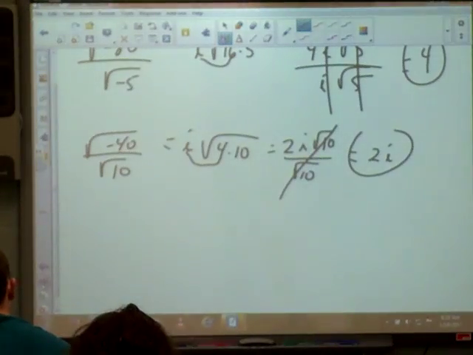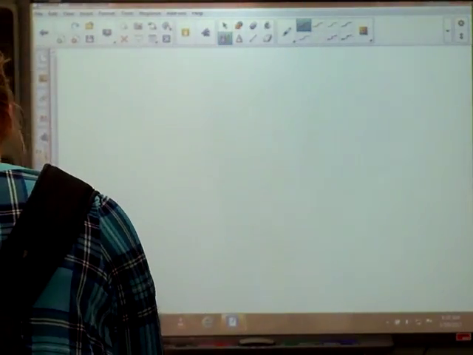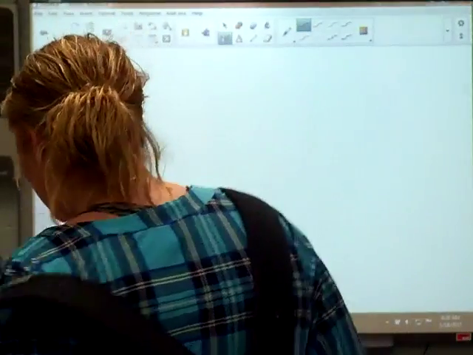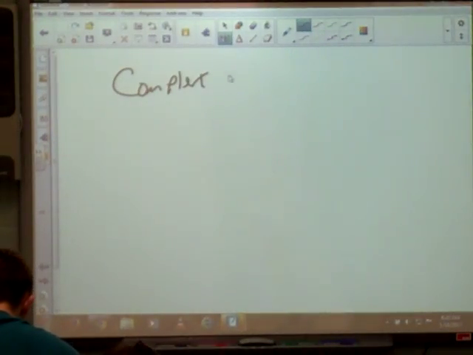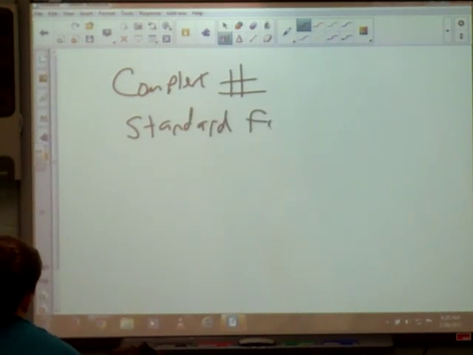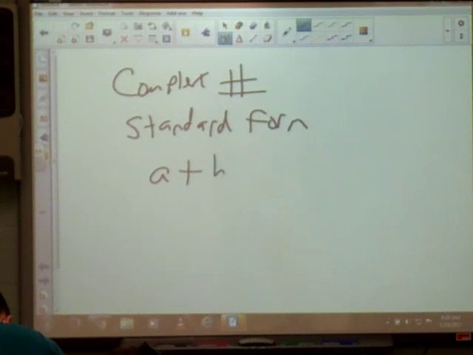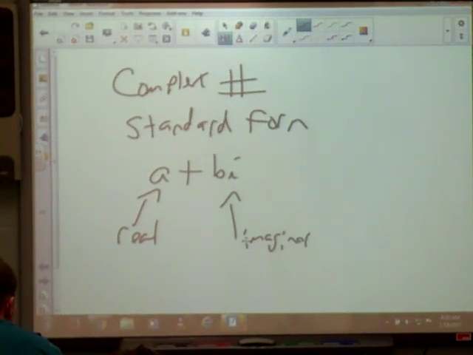Alright, these next kind are the easiest ones. One thing we need to know about a complex number: a complex number is in standard form when it looks like this. The first part is your real number, and the second part is your imaginary number. A plus bi, or a minus bi, either one. So when we have a binomial with a real number and an imaginary number, we want the real number first. That's basically what standard form means.